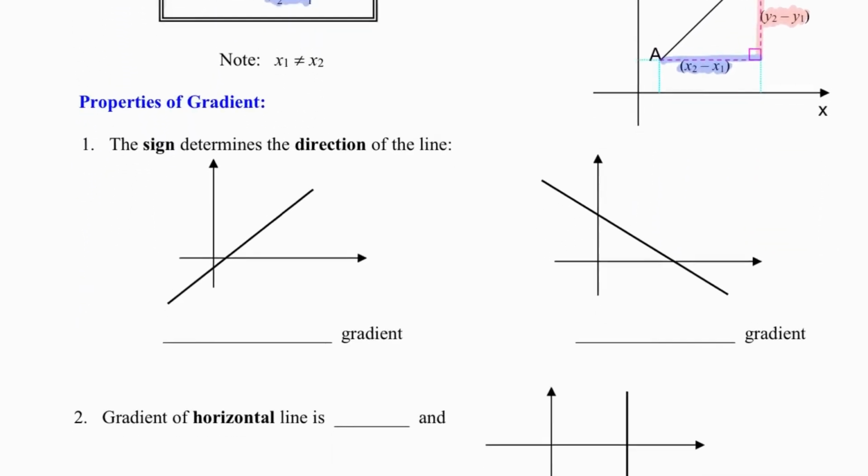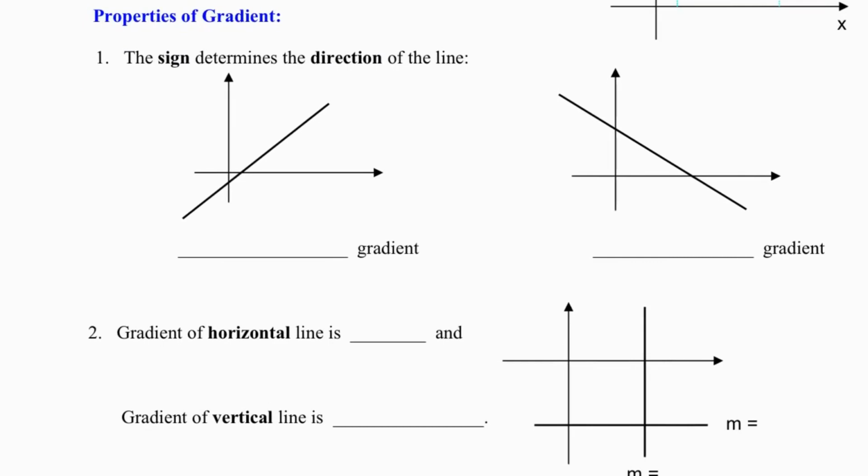Let's take a look at some of the properties of the gradient. If it is going up, then the gradient will be positive. It will be a positive value. If it is going down, then it will be a negative value, negative gradient. And gradient of a horizontal line, the green color line here, is 0.